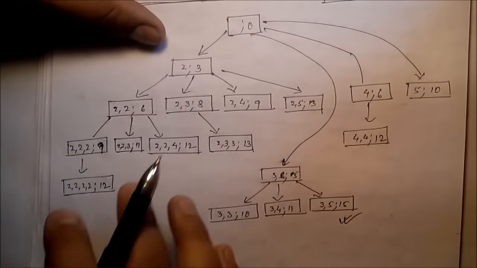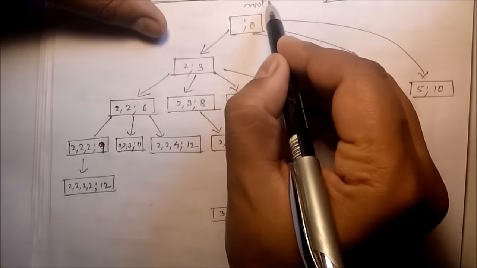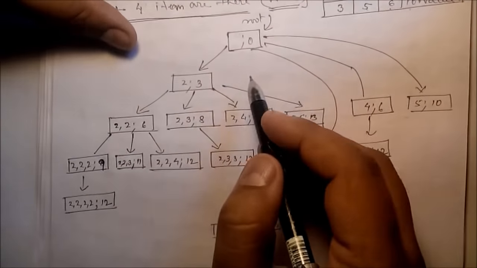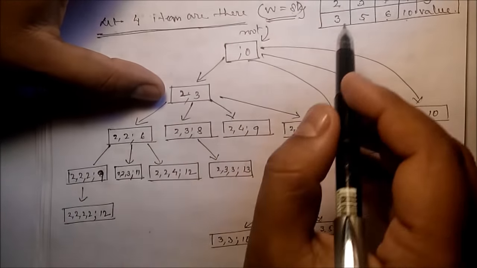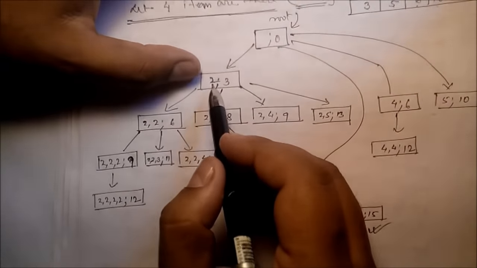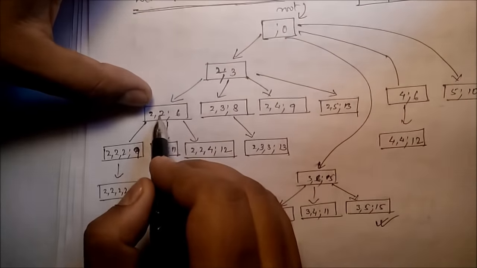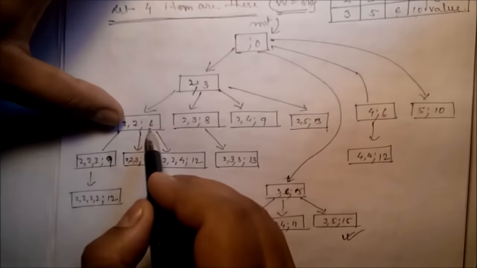Clear? Now, or explore another path. Now first one, this is the root. Okay, now we can take first item, that is second, and its value is 3. What you can do, we can take another first item, so 2 comma 2, that means total value is what? 3 plus 3, that is 6.